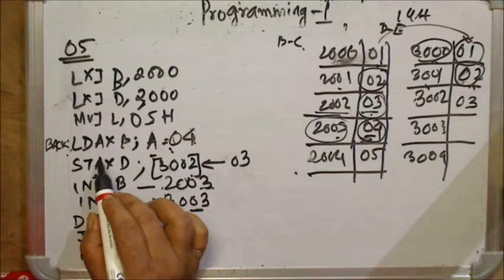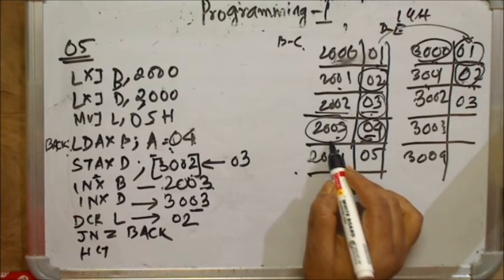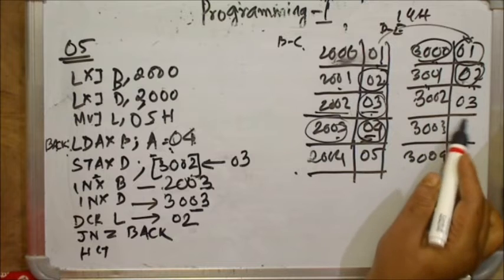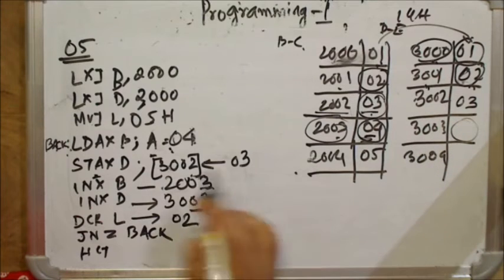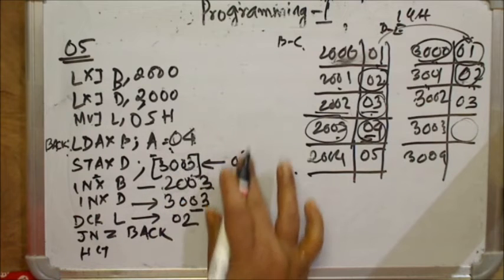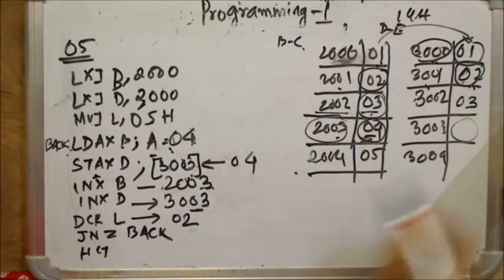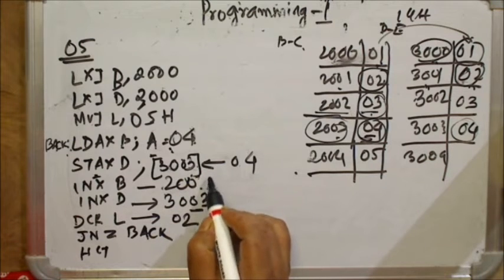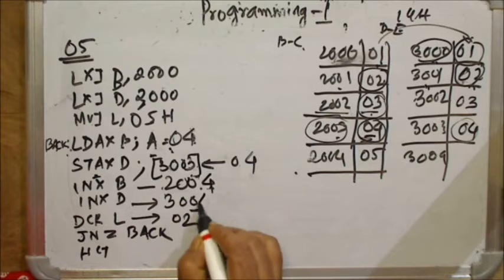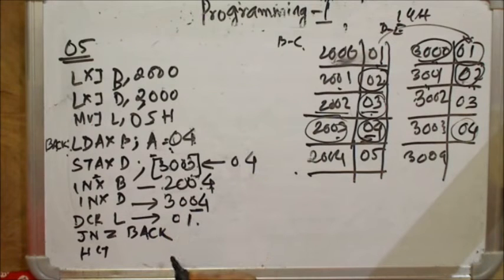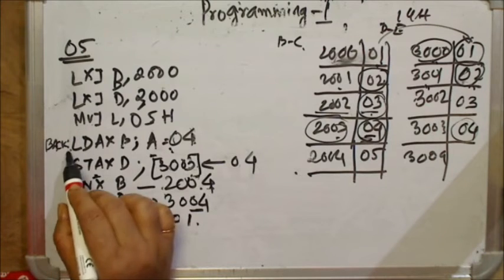Then STAX D: the data stored in the accumulator will be moved to the memory location pointed by DE pair, that is 3003. Now this 3003 will get 04. Okay, 04. Then again INX B, it will be now 2004. DE pair will be 3004. L is 1. Okay, then again it has not become 0, so it will go back.